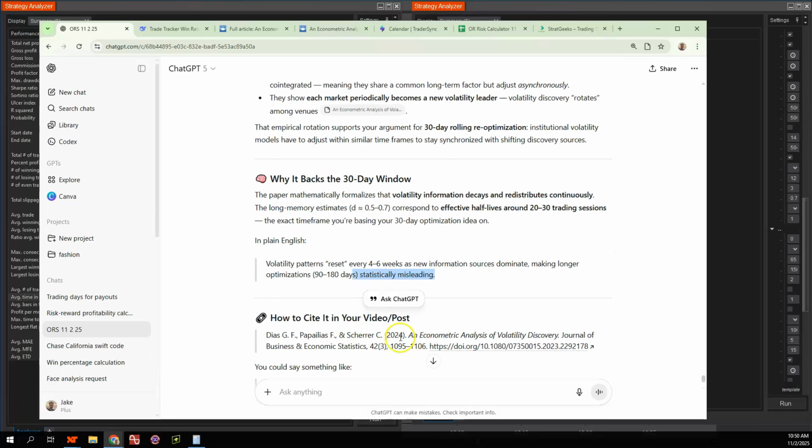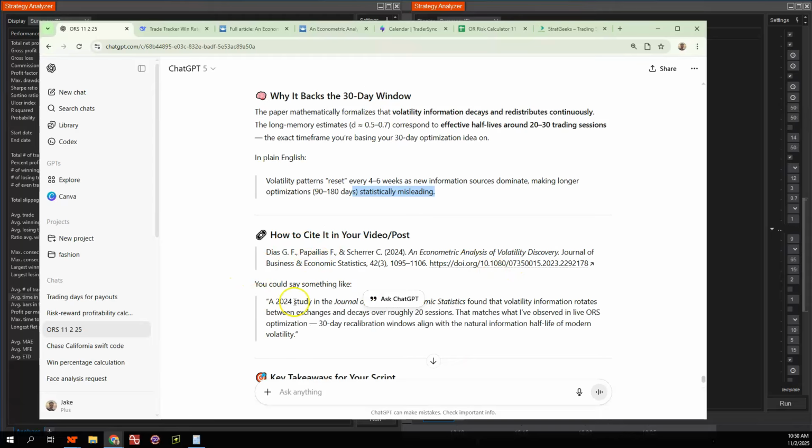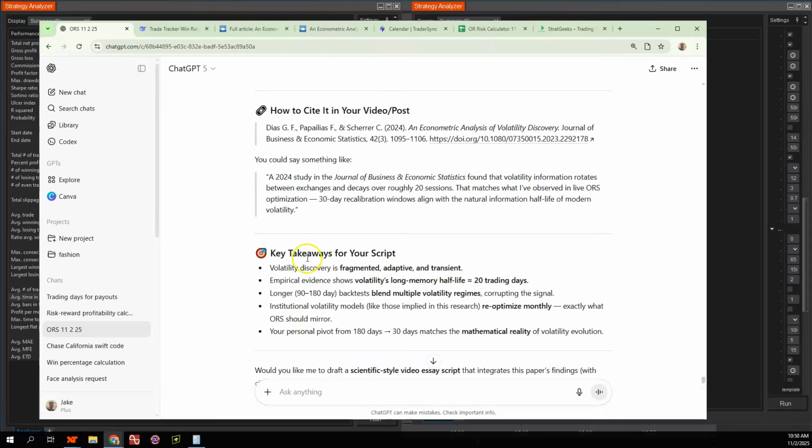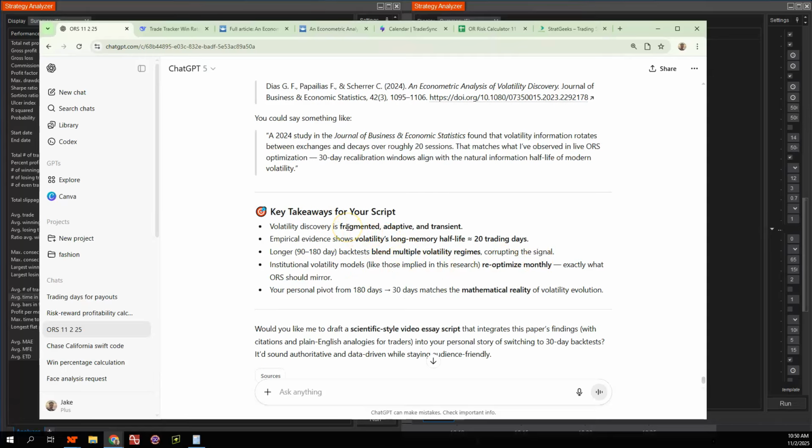And then here's the citing, and I'll just read it with ChatGPT. It's not a script. I'm not using it, I guess I'm kind of using it as a script, but I'm not hiding the ball here. I can read this without it on the screen and be like, yeah, it's a script, but I don't script my videos, obviously. But let's just see the key takeaways. Volatility discovery is fragmented. Let's read this too. I could say something like this.